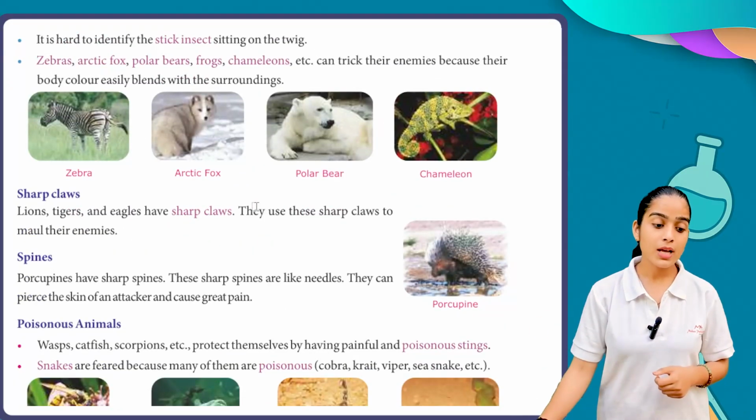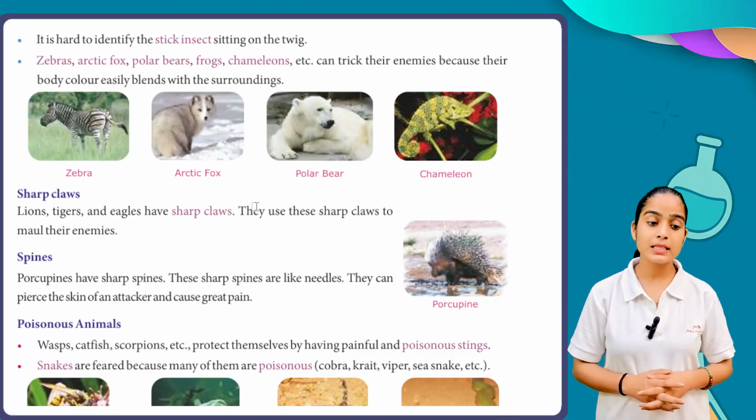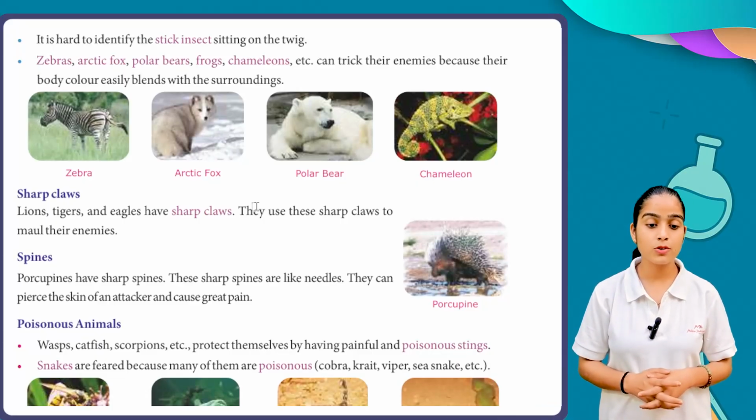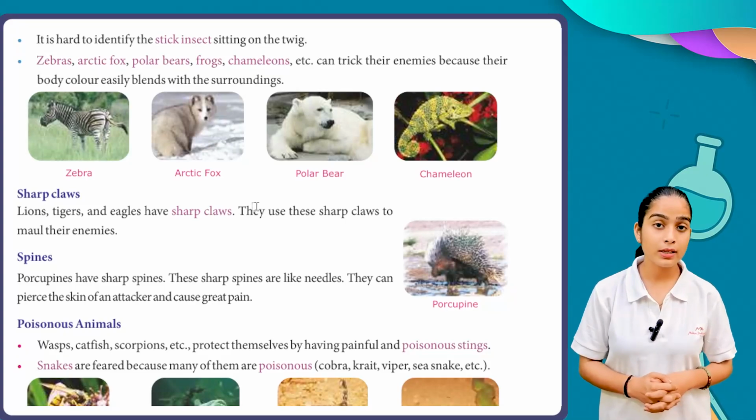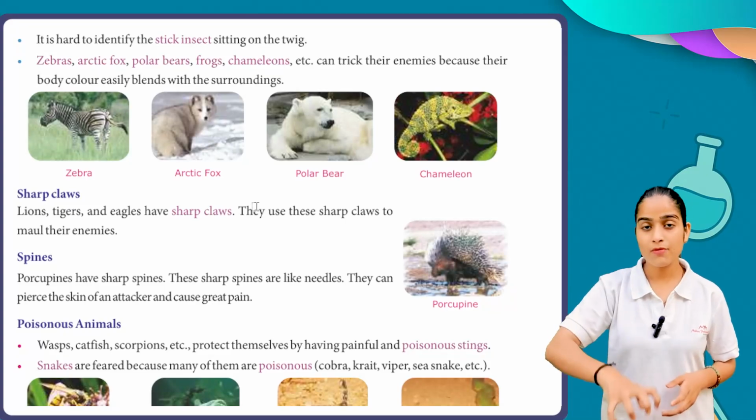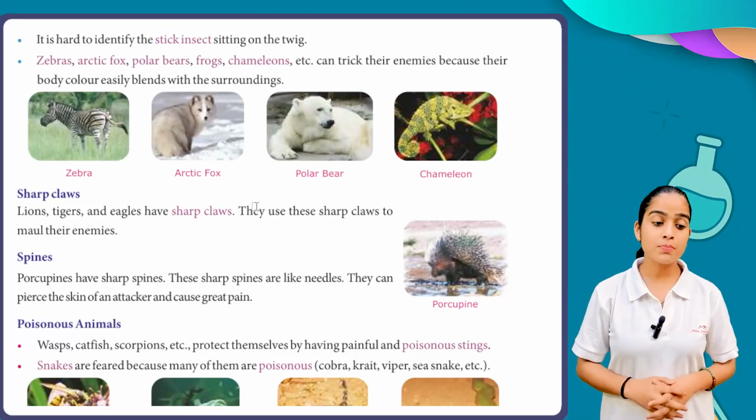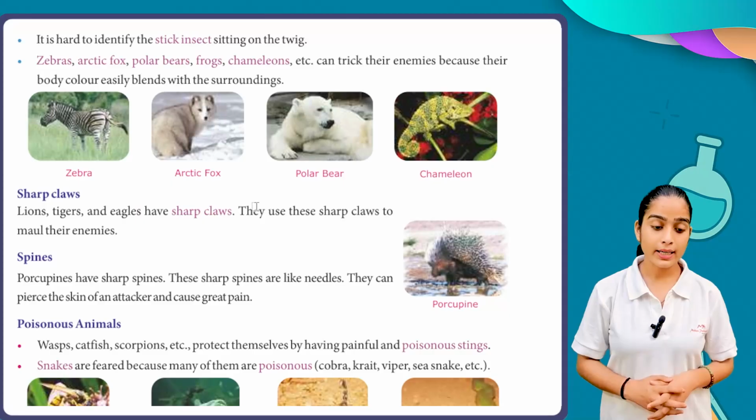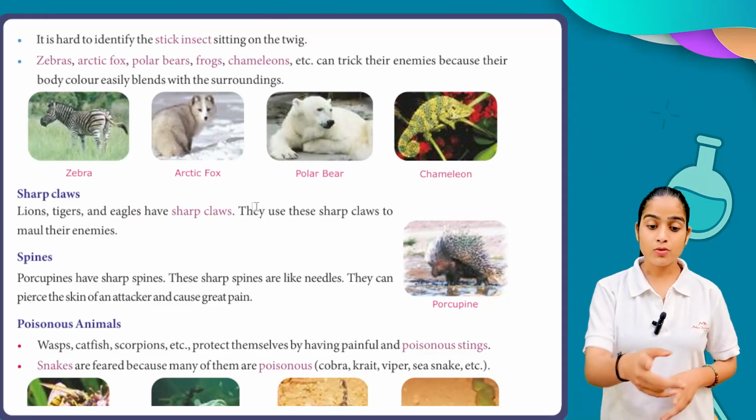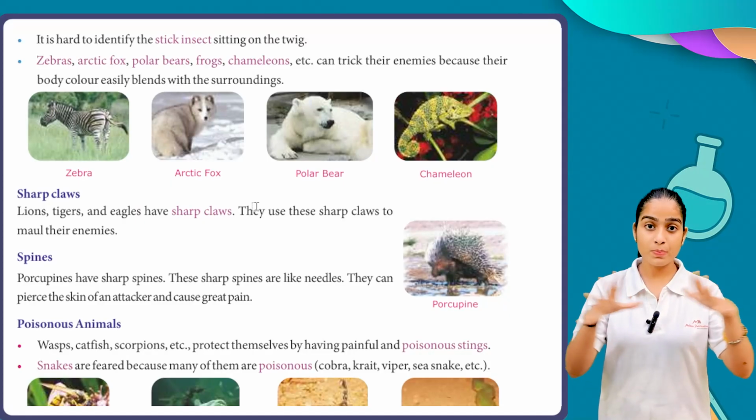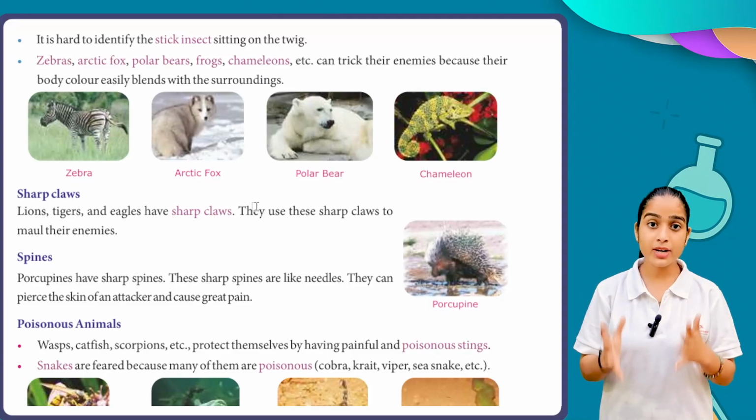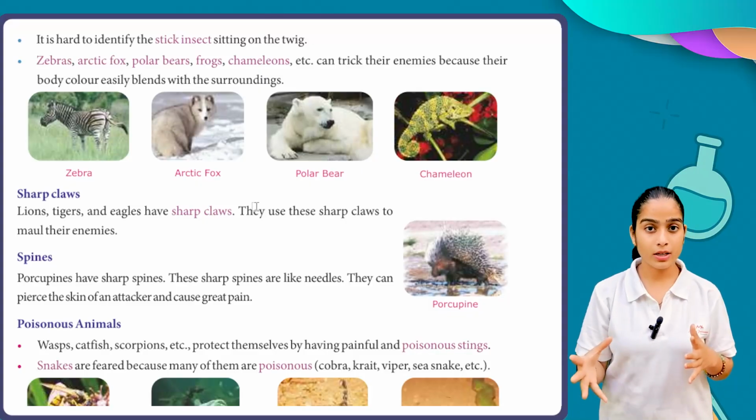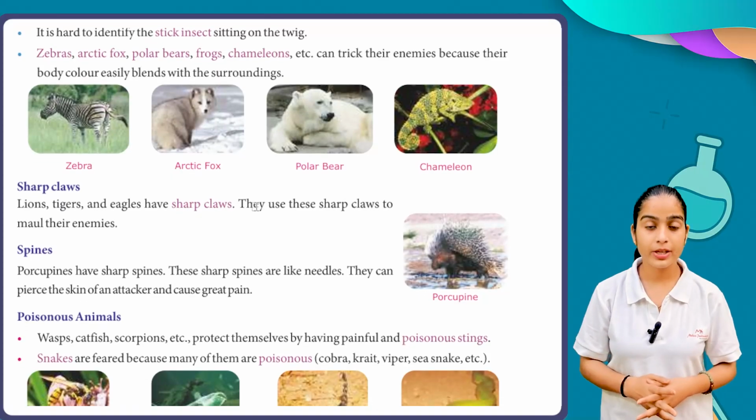Okay. Next, we have sharp claws. Lions, tigers, and eagles have sharp claws. They use these sharp claws to maul other animals. With the help of their sharp claws, they can fight with their enemies. Now, spines. Porcupines have sharp spines. These sharp spines are like needles. They can pierce the skin of an attacker and cause great pain. As you have seen, porcupines have many spines. If somebody tries to touch one, it can use these spines against its enemies.